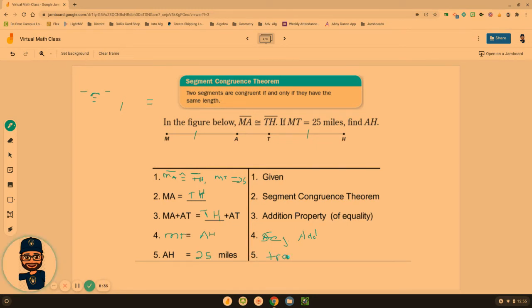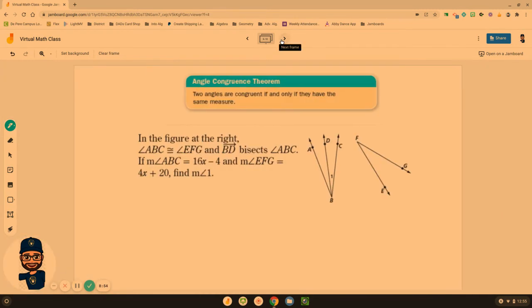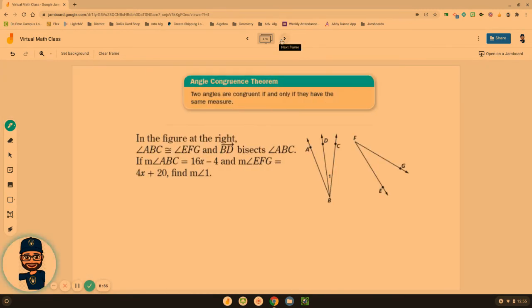Now, we're going to work through a lot of similar ones like this together in our live sessions because it's really important to understand the scope and the sequence in which these are going, okay? But that's the segment congruence. The basic idea here is that I can go back and forth between segments being congruent and segments then being equal, their distance. The same thing is true for an angle congruence theorem.